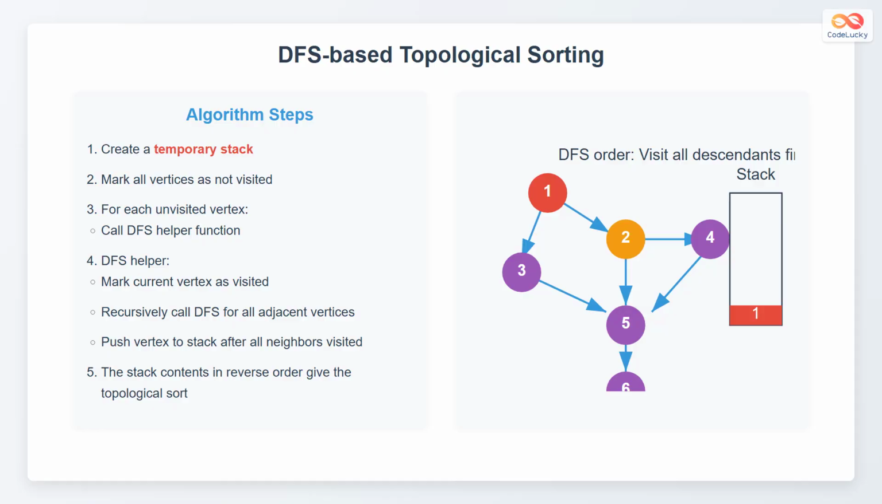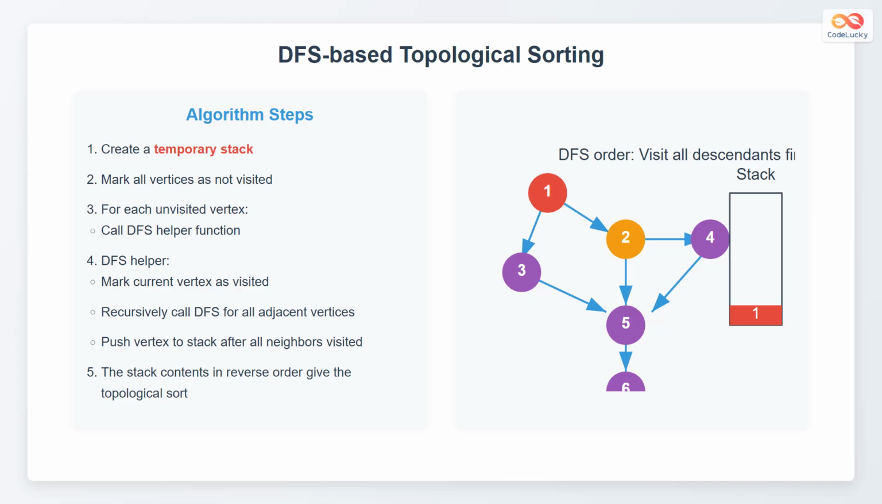Another way of doing topological sorting is by using depth-first search or DFS. The algorithm steps are as follows. First, create a temporary stack. Second, mark all vertices as not visited. Third, for each unvisited vertex, call the DFS helper function.